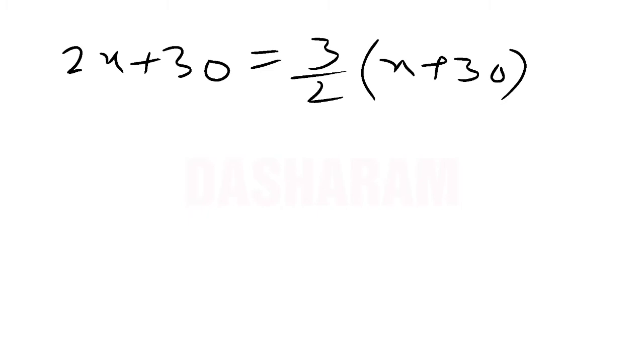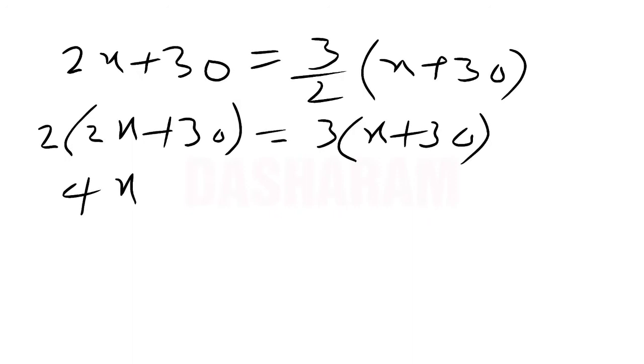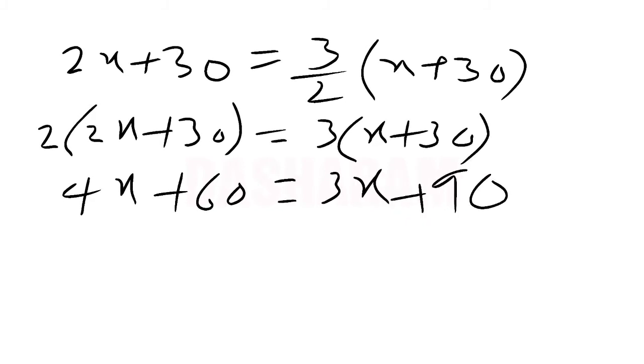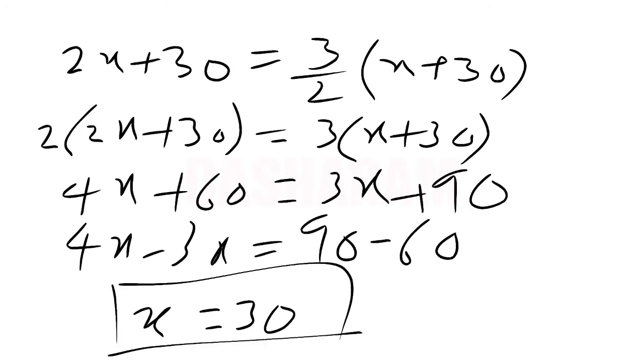Let's simplify this. So here 2 transposes to the left side. So 2 into (2x plus 30) equals 3 into (x plus 30). 2 into 2x is 4x. 2 into 30 is 60. 3x plus 3 into 30 is 90. So write variables on one side and constants on the other side. So 4x minus 3x is x, and 90 minus 60 is 30.